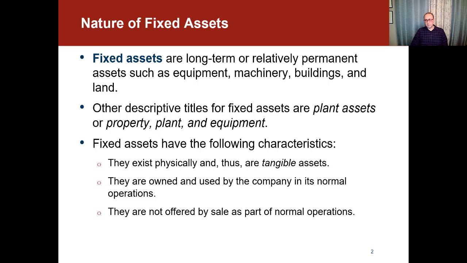Then fixed assets have some characteristics. One of these is that they exist physically, and therefore they are tangible assets. They have physical existence, as we can call it. They're owned and used by the company in its normal operations, and they are not offered for sale as part of normal operations. Because if they're offered for sale as part of the normal operations, we refer to them as inventory. So these are assets that are used in the operations of the business, but they're not used to be sold as part of the normal operations.